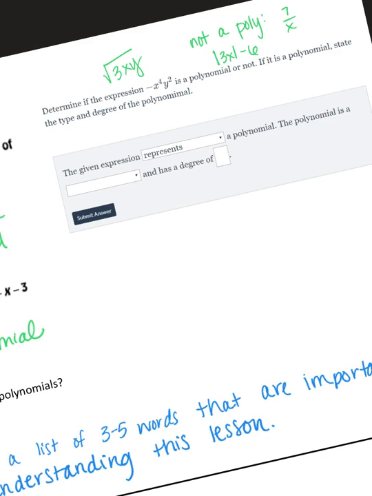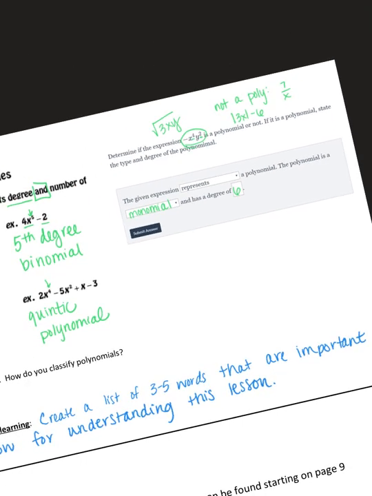So the given expression represents a polynomial. We're going to classify it by the number of terms. So this is a monomial because there is only 1 term, and it has a degree of what? Well, our degree here, we've got 4 and 2, so a total of 6. Okay, so that is what you're going to do for your homework on Delta Math.